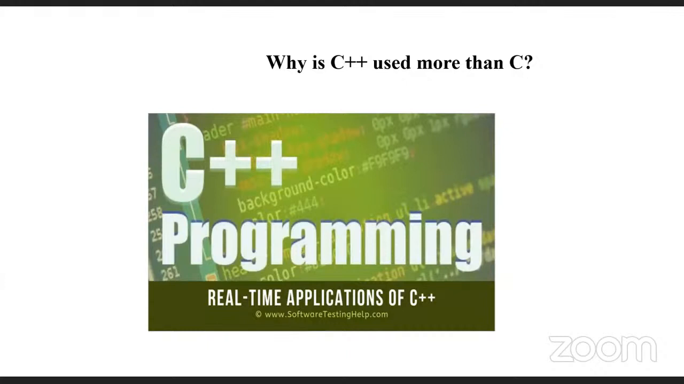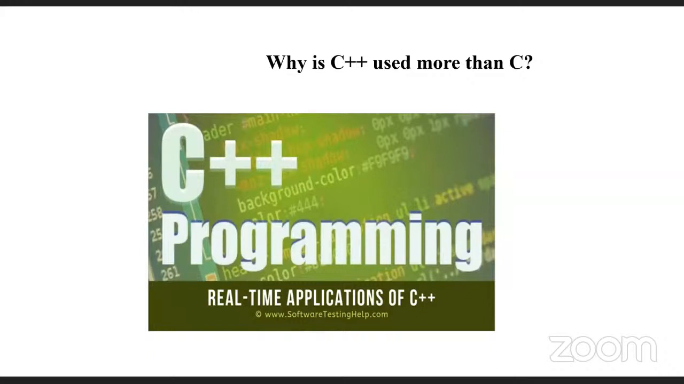Next, the main question is why C++ is used more than C. Can anyone tell why C++ is more popular than C? I already told you one point: C++ is object oriented. You know why it is object oriented? Since everything is considered an object, it is object oriented. Can you guess why C++ is more popular than C?